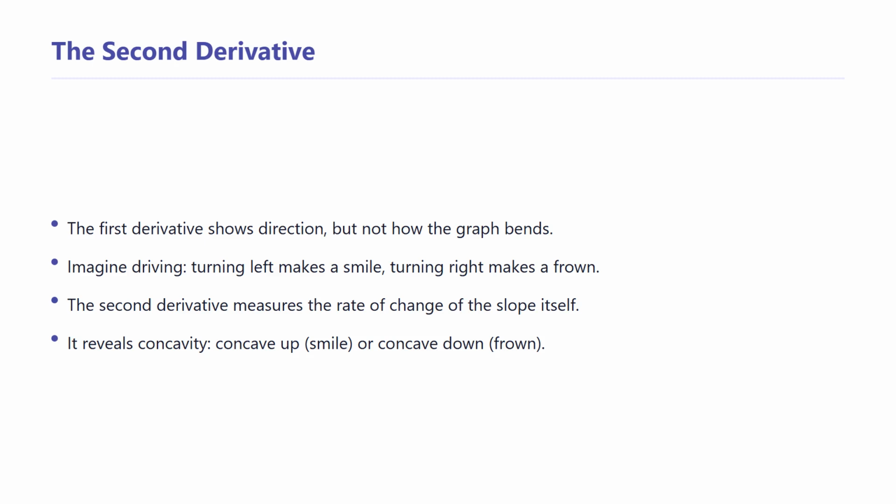Now that we know how to find if a graph is going up or down, we need to look at how it is bending. Imagine driving a fast car along a winding mountain road. Sometimes you turn the steering wheel left, making a curve that opens up like a giant smile. Other times, you turn right, making a frown. The first derivative tells us if we are going north or south, but it does not tell us how the road is bending. To understand this curvature, we need the second derivative. In physics, if the first derivative is velocity, the second derivative is acceleration, telling us if an object is speeding up or slowing down.